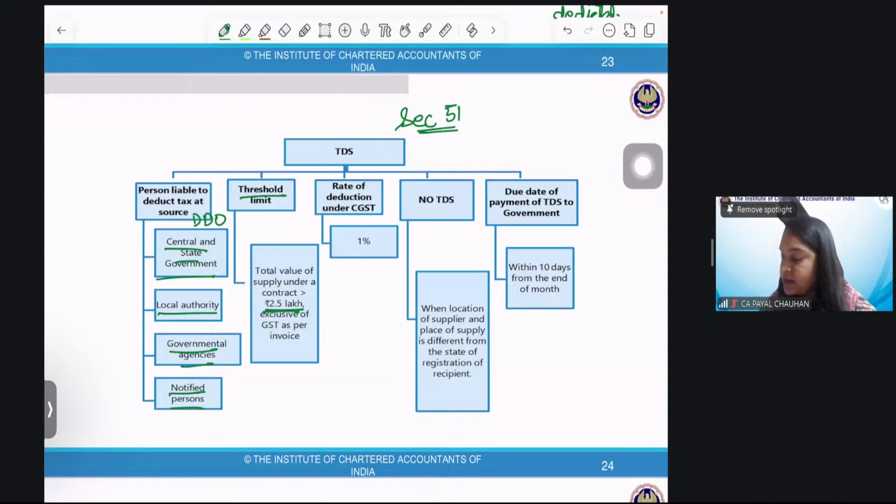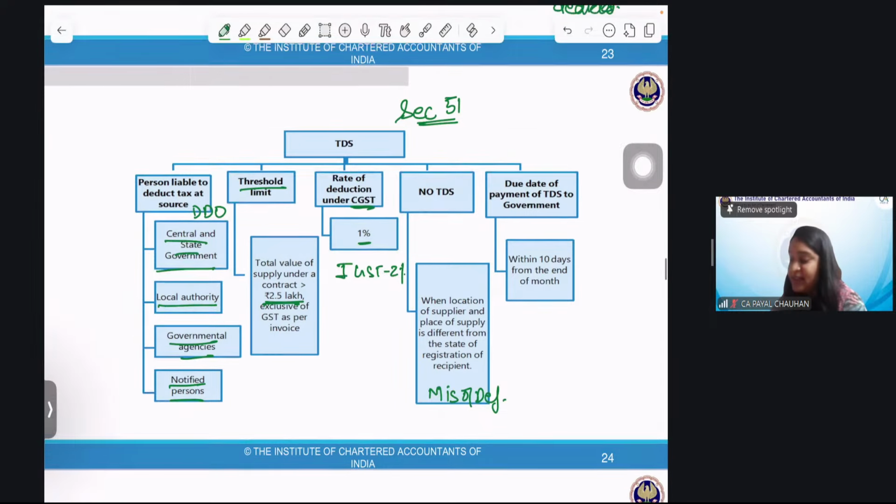Rate of CGST is 1%, but if it would have been IGST, it would have been 2%. Then no TDS where the location of the supplier and the place of supply is different from the state of registration of the recipient. No TDS, right? Can I say one thing more? Can I say one thing? In the Ministry of Defense, tell me, is the TDS applicable?